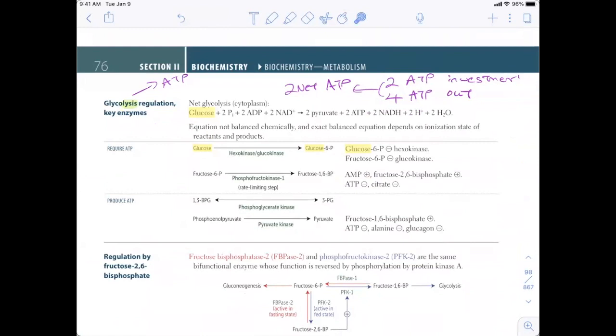Where did we get it out? The very first one is in the very first step, right? Where we went from glucose to glucose 6-phosphate, and ATP was required right there. And then the second step, where we have fructose 6-phosphate to fructose 1,6-bisphosphate, your rate limiting step, another ATP investment is going to be needed there. All right. And then the areas where you produce ATP is going to be in this step and that step.